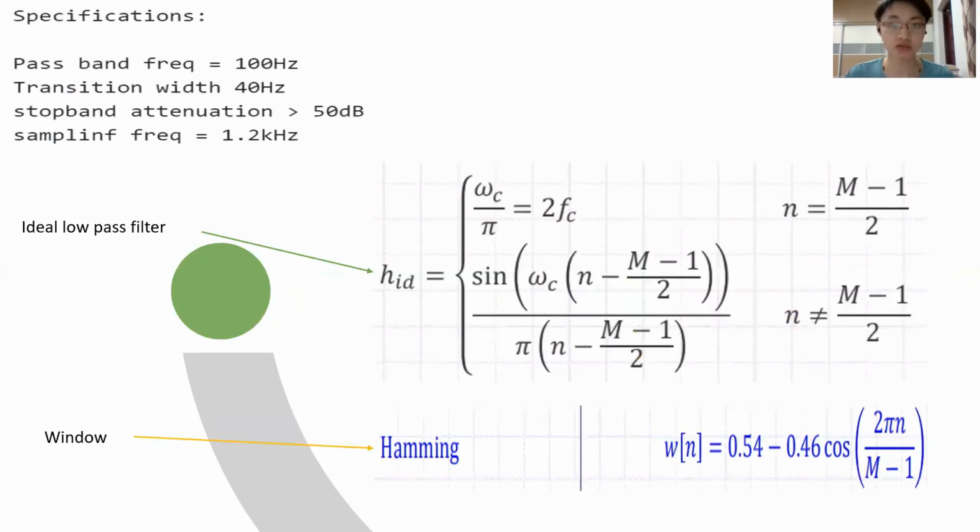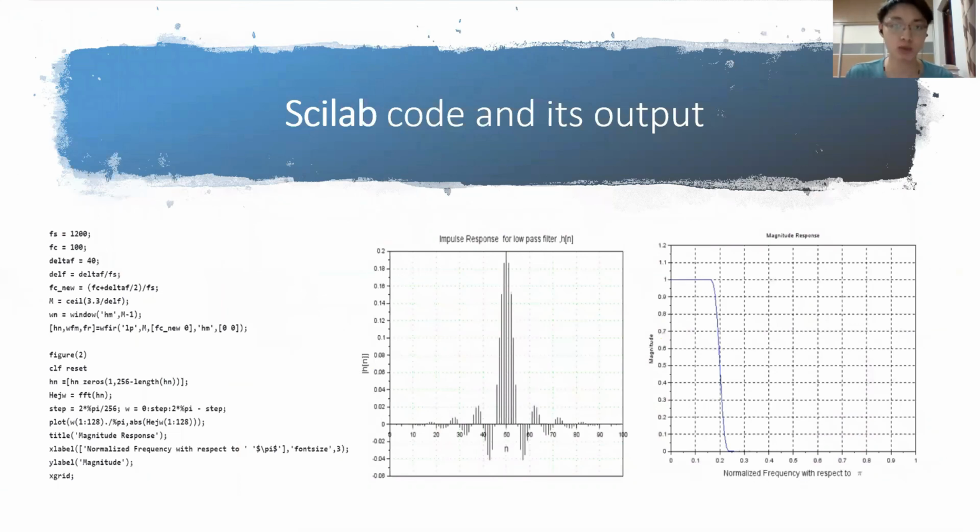The windowing method is used to design the FIR filter for the ECG signal. Since noise is at high frequency, a low-pass filter with a cutoff frequency of 100 Hz is our aim, and a Hamming window is used to have stop band attenuation greater than 50 dB. This slide shows the impulse response and magnitude spectrum, which is obviously a low-pass filter, generated by the Scilab program on the left.